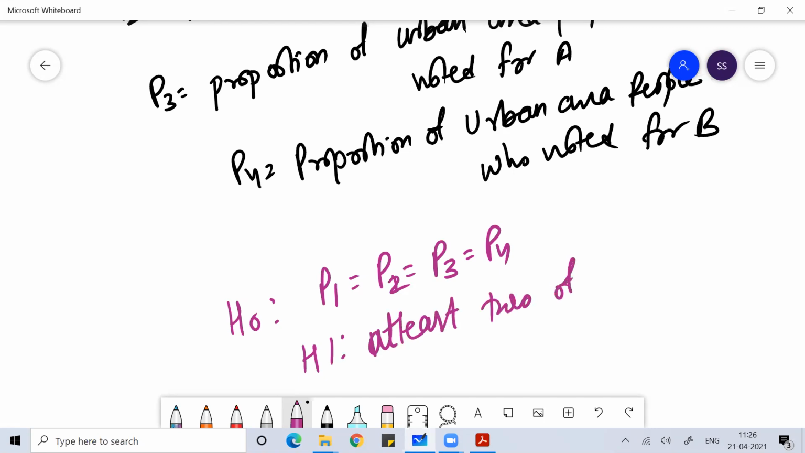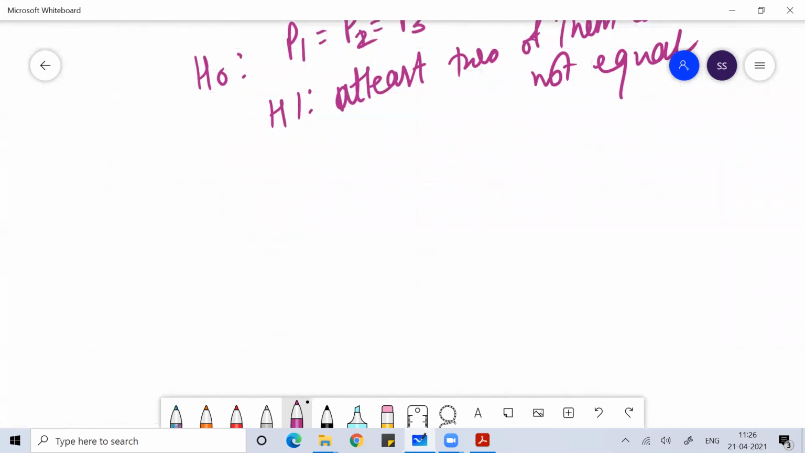At least two of them are not equal. This will be your alternative hypothesis. Once you are done with this, now I'll do the calculation. Then I'll talk about the calculation of the chi-square statistic.